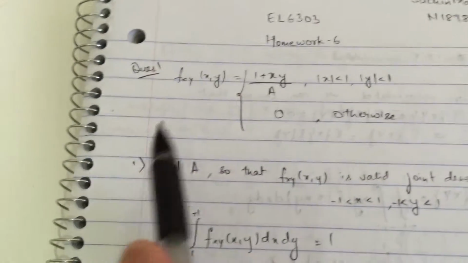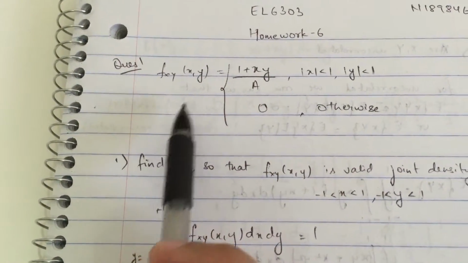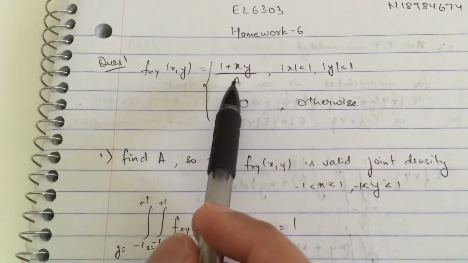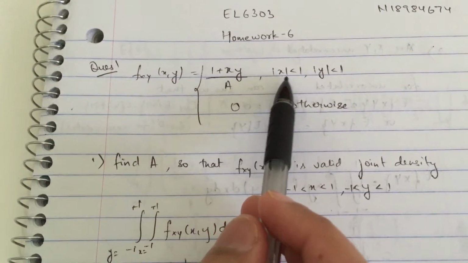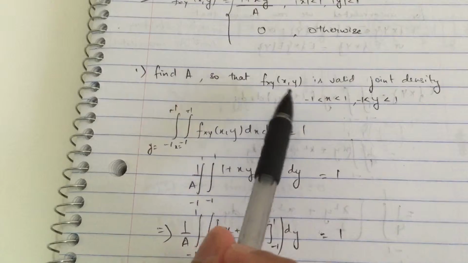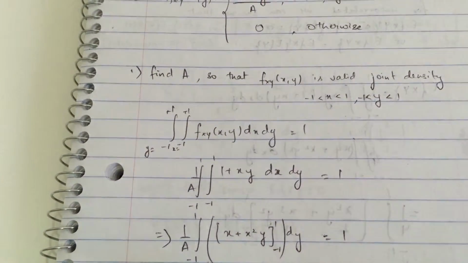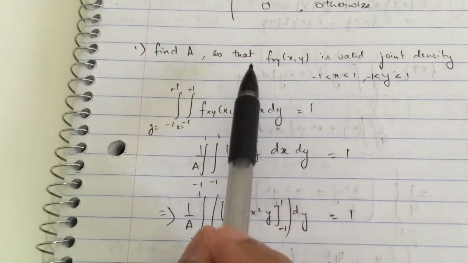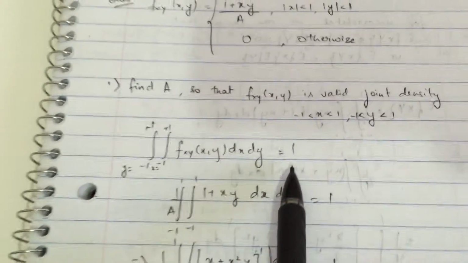Question 1. The joint density function of x and y is given as (1 plus xy) upon a, where modulus of x is less than 1 and modulus of y is less than 1, and 0 otherwise. First, we have to find a so that the joint density is a valid density. We know that the area under the joint density equals 1.